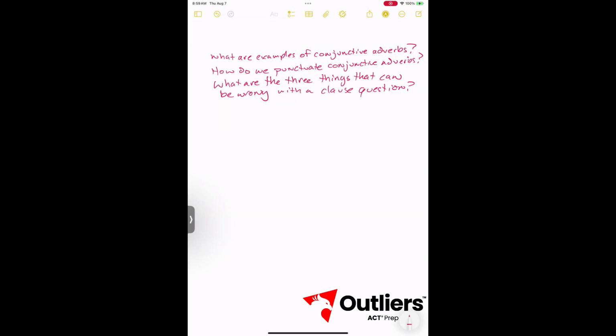How do we punctuate conjunctive adverbs? Punctuation before and after. And what are the 3 things that could be wrong with a clause question? Punctuation in the middle of a clause, no independent clause in a sentence, and clauses separated improperly. If you do not have those down yet, please do it right now. They should be absolute muscle memory. You should instantly be able to say them. If not, take this opportunity to drill them, add them to your cheat sheet, and drill them until they are muscle memory before continuing in the video.